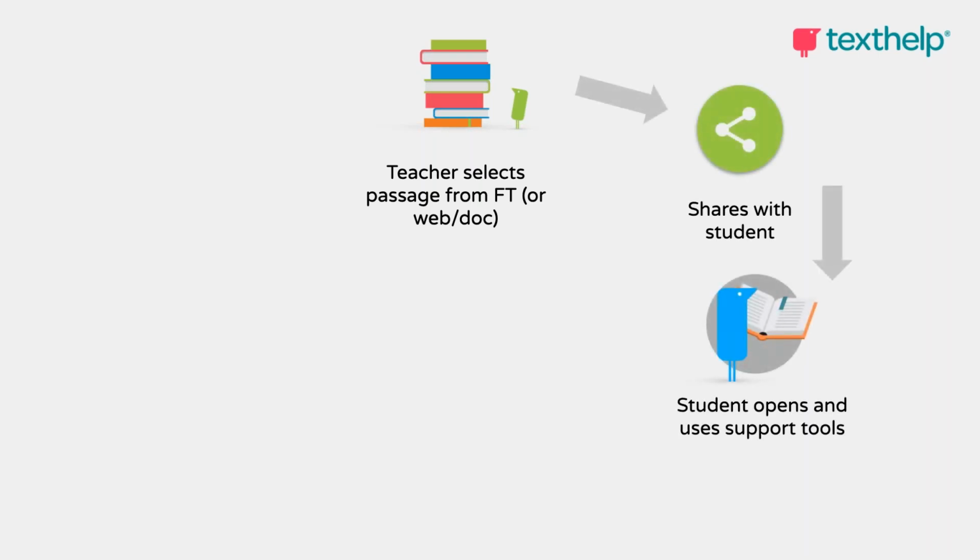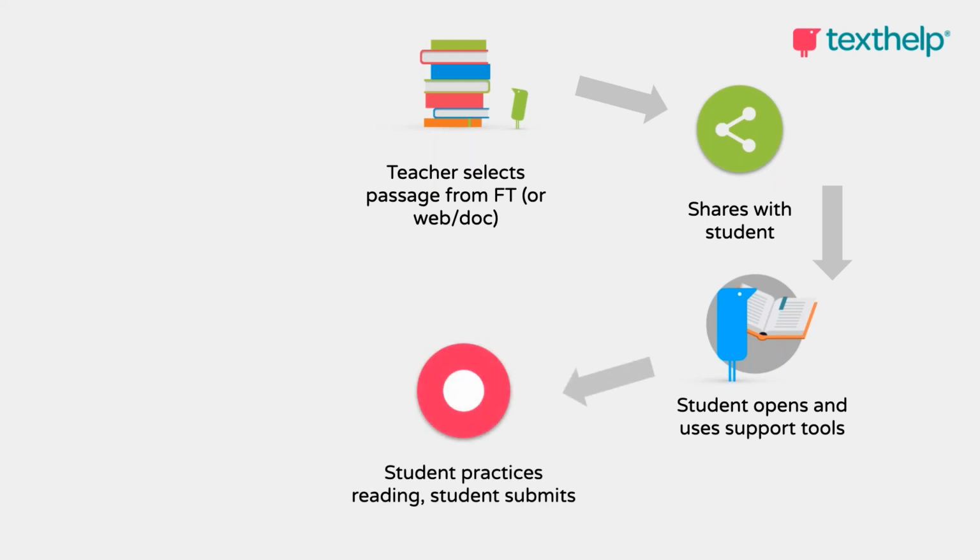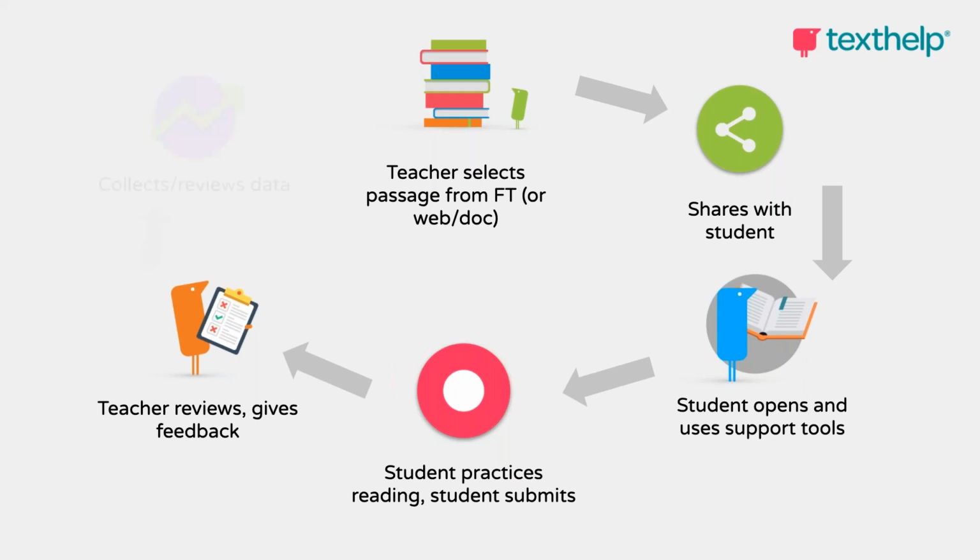The student opens up the reading passages, and if you allow it, there are some support tools in there that they can use to look up words in the dictionary and listen to words be read aloud. The student then practices reading, and when they're ready, they submit that back to you as the teacher. You're going to get a notification that the student has finished with a reading. You go in and listen to it, mark the errors, and it will automatically create those words correct per minute averages for you that you can look at and view progress over time.